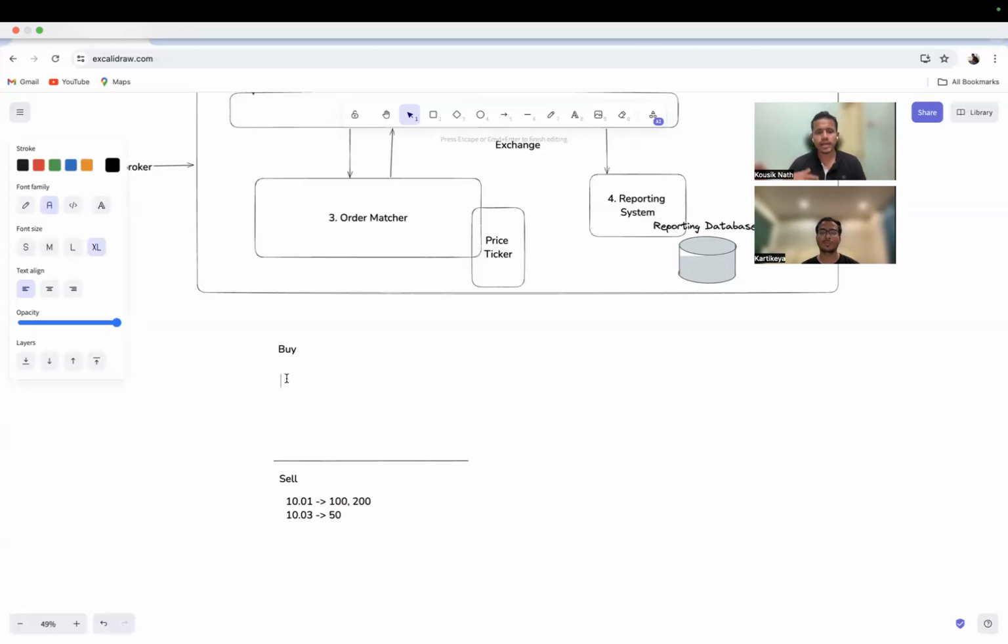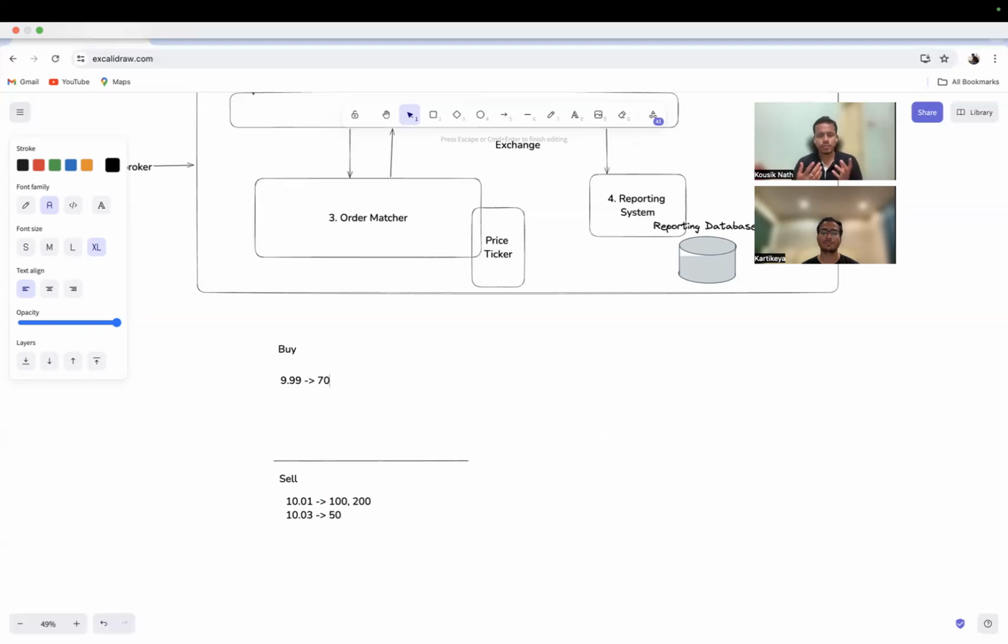Similarly, whenever buying is going to happen, let's say that someone is trying to buy at, let's say, 99 price, and let's say 70 is the volume that someone actually wants to buy.